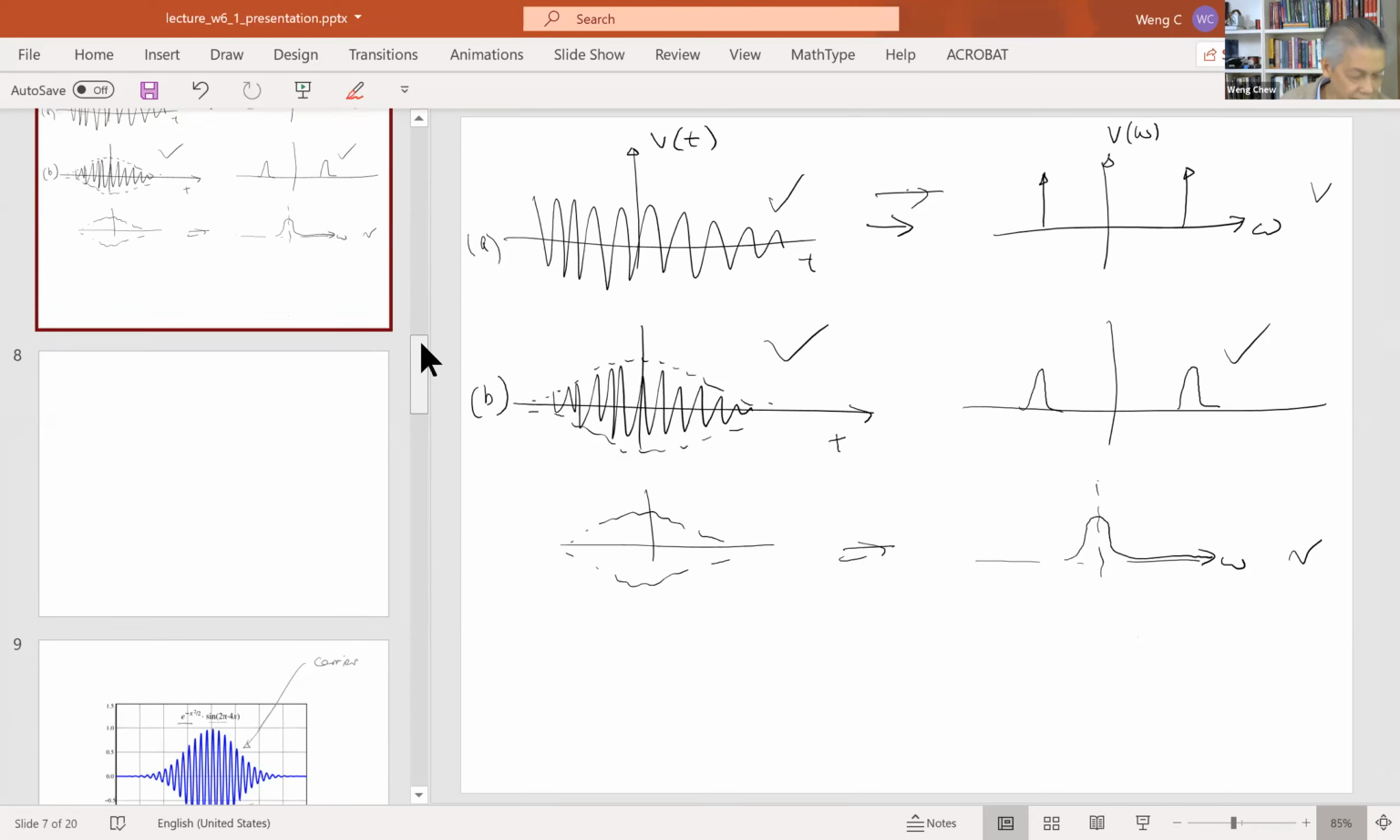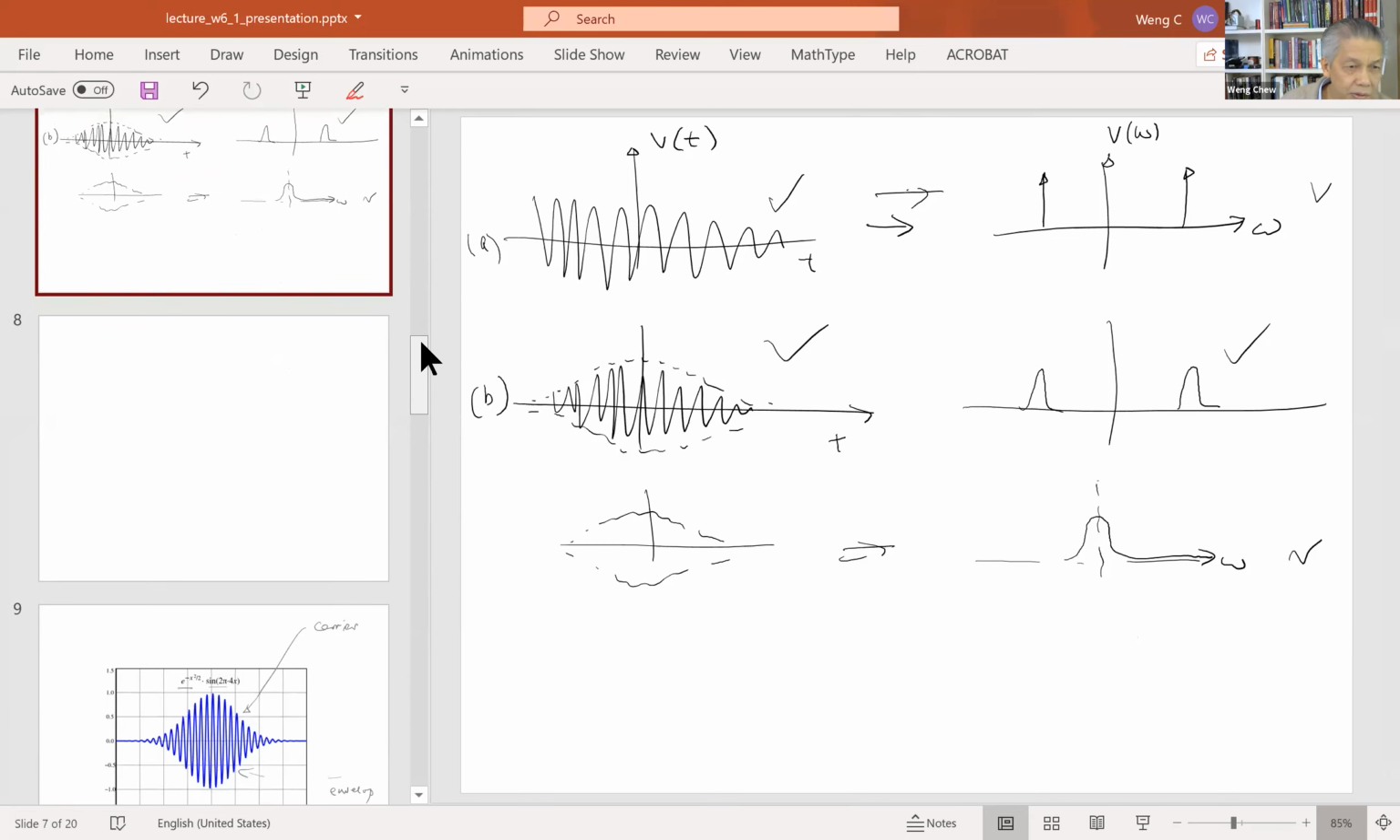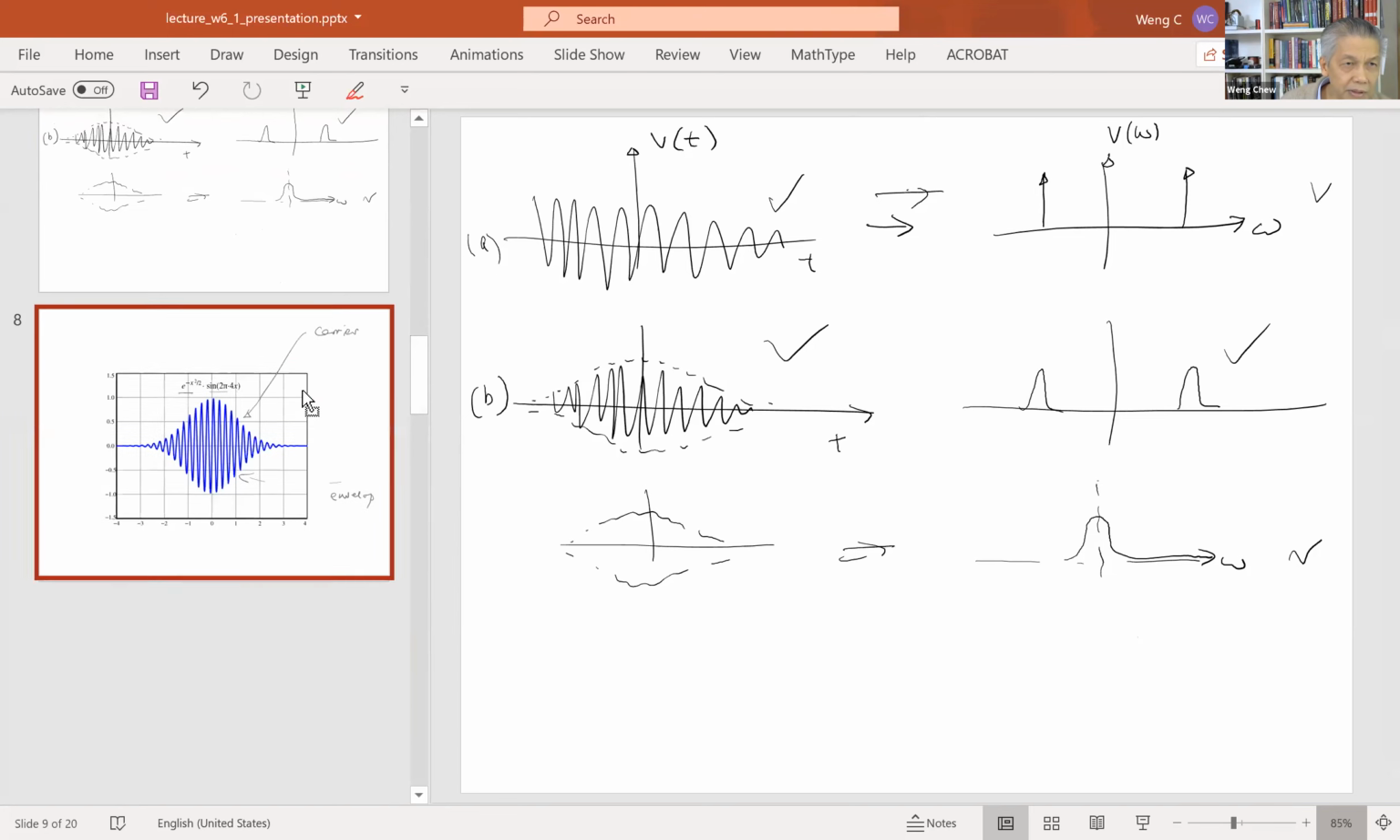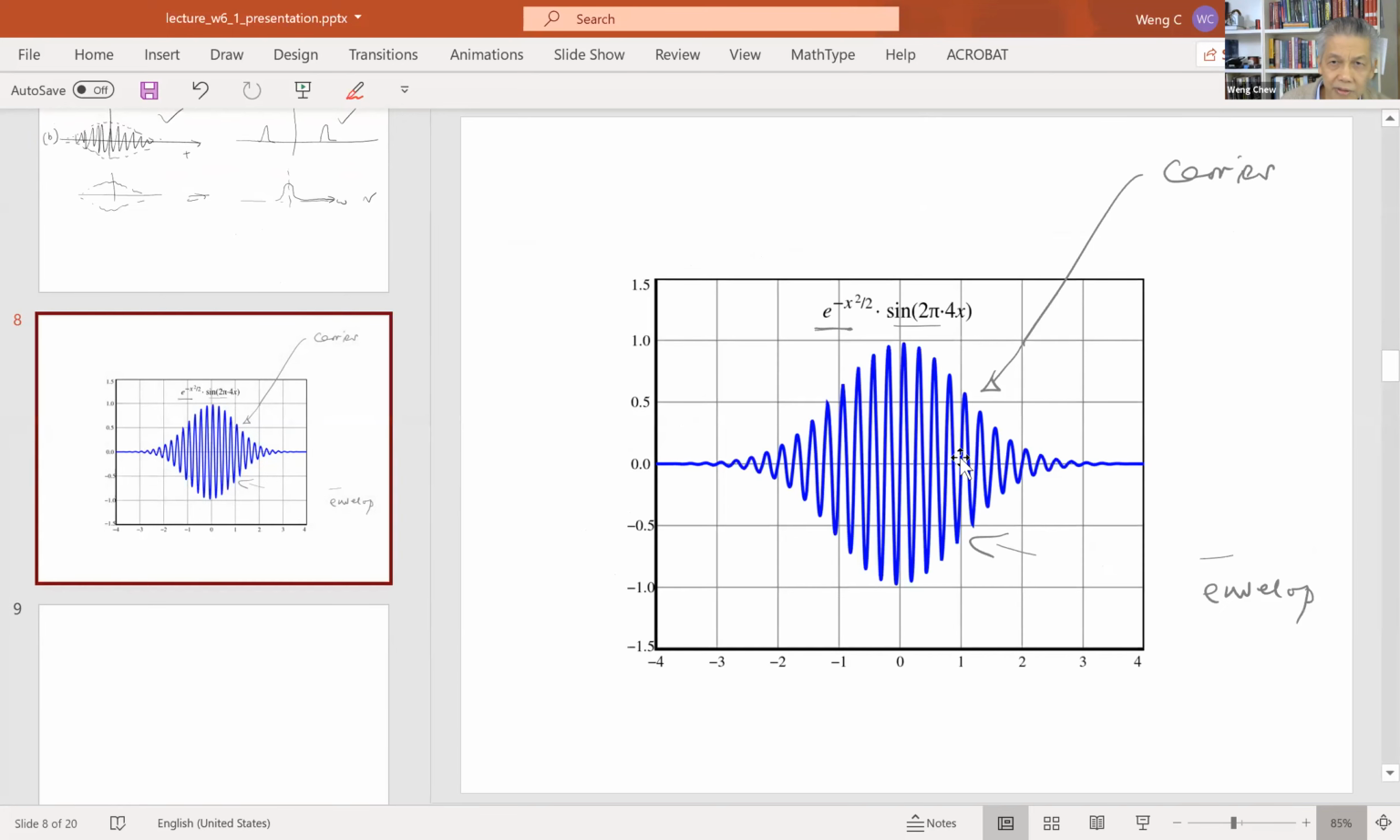So let me look at the wave packet. Let me move this up here, okay? And it will look something like this as a function of time. It will have a slowly varying envelope. And then it is that envelope multiplying a sinusoidal function that gives you this shape.